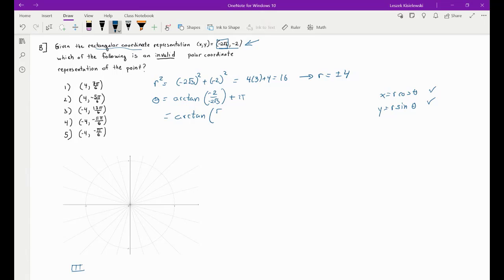I guess that's going to be, I did something wrong, I think. So that's going to be 7 pi over 6. Even if you use a calculator, right? That's what you get. So 7 pi over 6. So our point is over here.